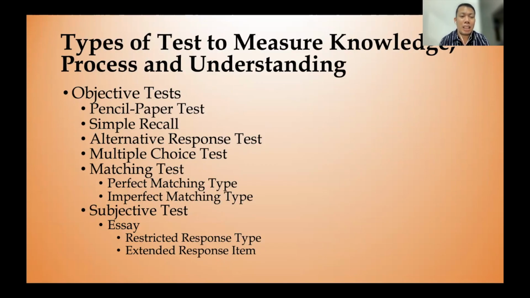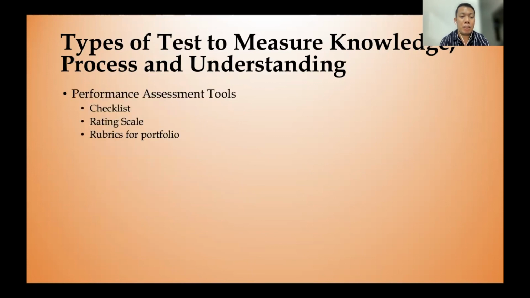So we have here the objective type of test that includes pencil paper test, simple recall, alternative response test, multiple choice test, matching type test, and subjective test. These are all objective tests, except for, of course, the subjective test, which has the essay. Now, for the performance assessment tools, we have here the checklist, the rating scale, and rubrics for portfolio.